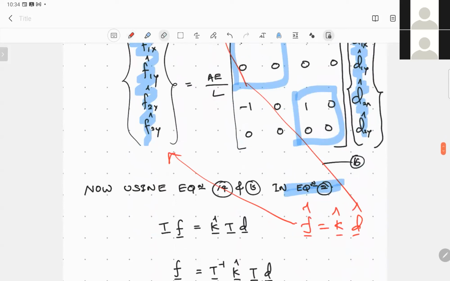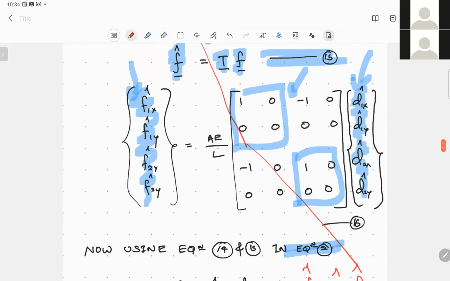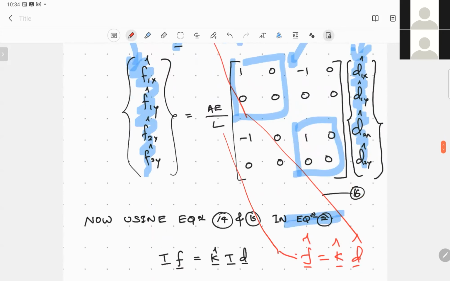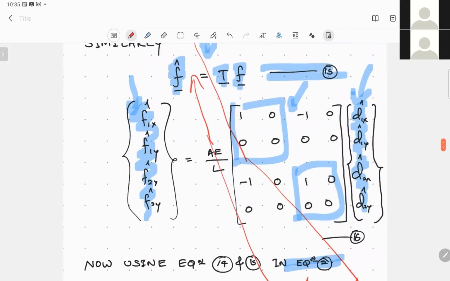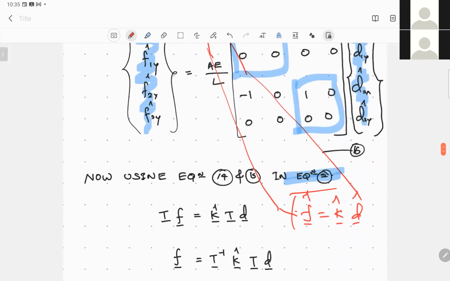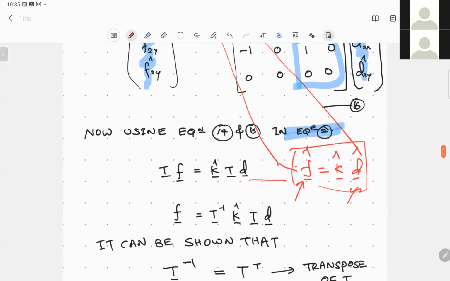So let me be clear. Where do we have f hat? This is f hat, which is nothing but the transformation matrix multiplied by the force matrix in the global coordinate system. d hat is equal to T, the transformation matrix, multiplied by the displacement matrix in the global coordinate system. Using these, you simply substitute f hat and d hat, and you end up with a relationship where T times f is related by k hat to T times d.